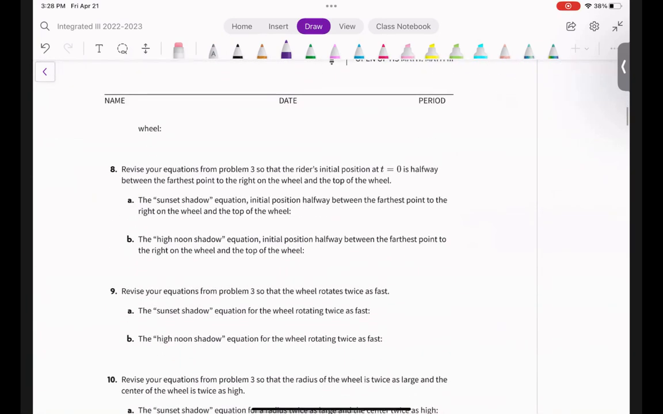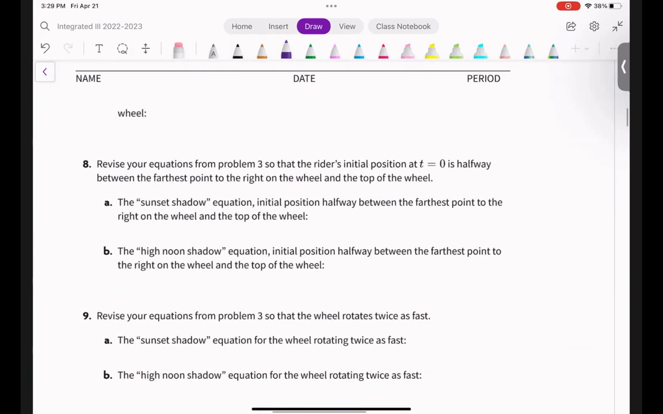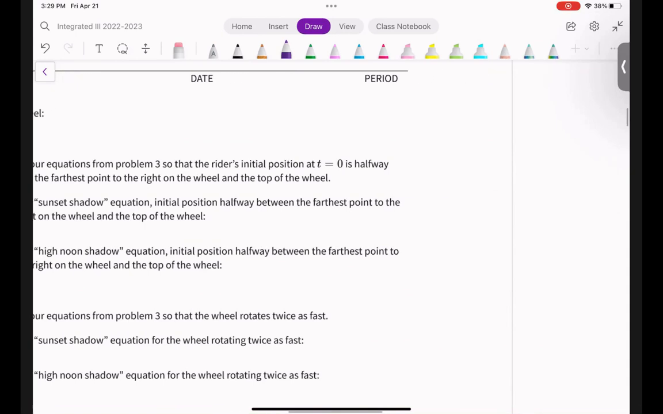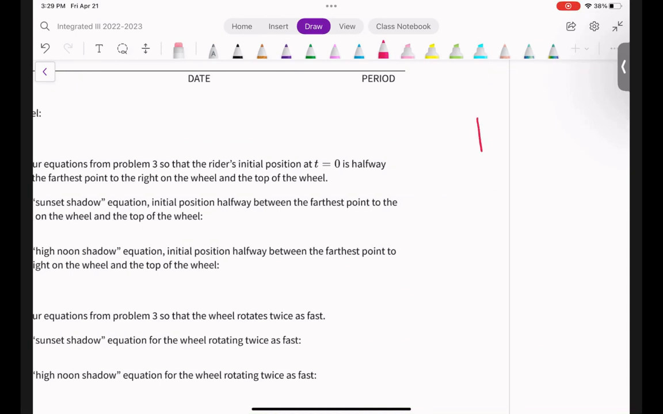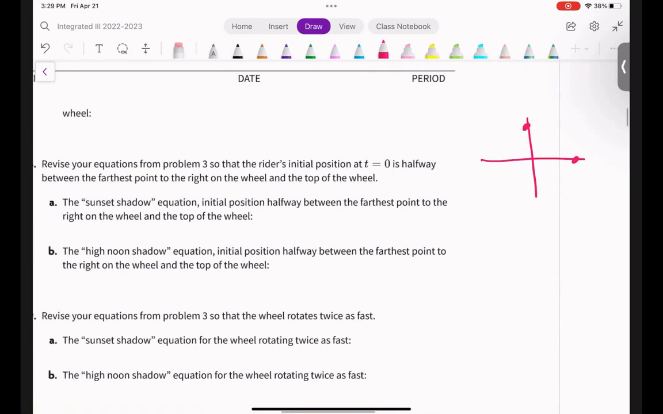All right, we're going to revise the equation again. It says this time it's halfway between the furthest point on the right and the top of the wheel. What? So let's draw a picture of this. Here's the rightmost point. Here's the top point. So it's halfway between the furthest point to the right and the top. Oh, so halfway. That would look something like this.